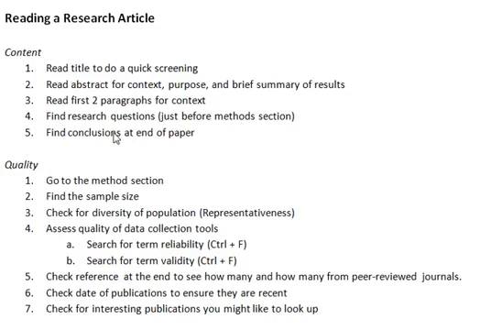And then I would pop down to the conclusions at the end of the paper, because usually there's a conclusion section at the end of the paper that summarizes the results in a little more detail than the abstract. So that's how you would find the content of the paper. And then it's pretty important to also assess the quality of the paper. To do that, you'd have to go to the methods section.